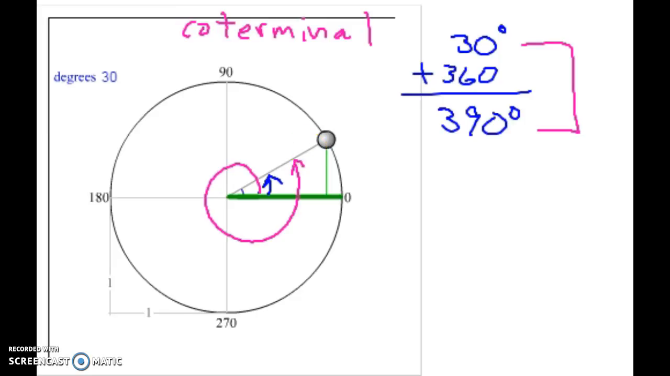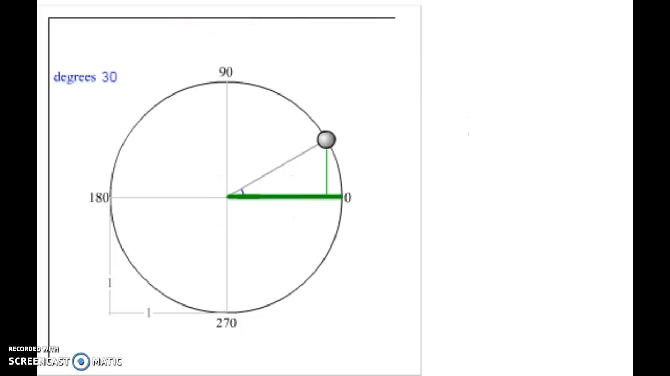So let me start with this one here. There we go. So there's my 30 degrees. I'm going to go the other direction here, negative 330. So let me write that down. 30 degrees and also negative 330 degrees.